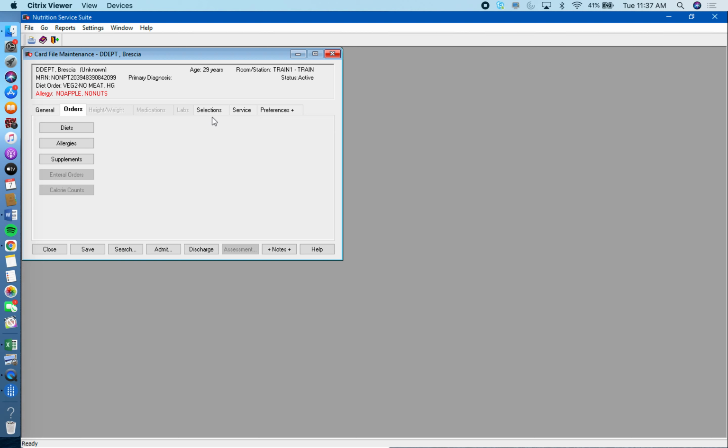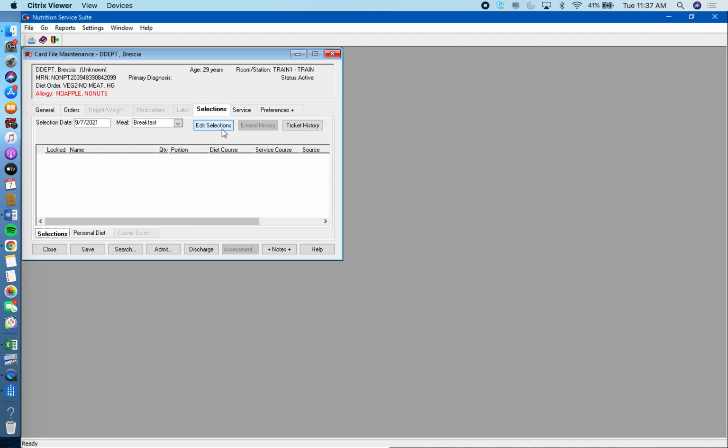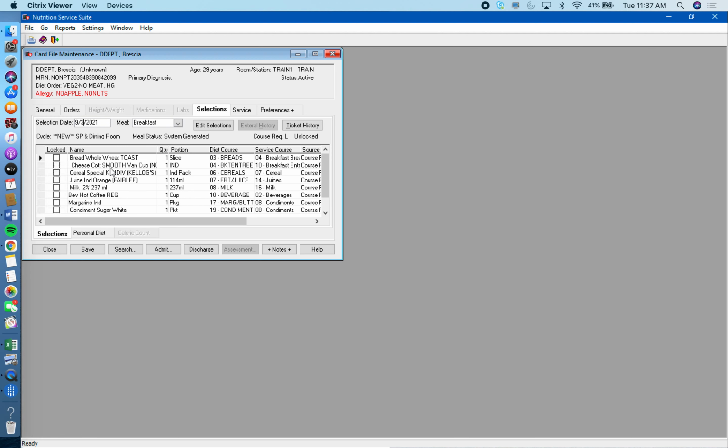Next, we're going to look at the selections. And for the sake of this example, we're actually going to change the date to the 3rd of September, just because that'll show us all the different foods that they have. It's not programmed for every single day. So 3rd of September, that'll show you a really good example.